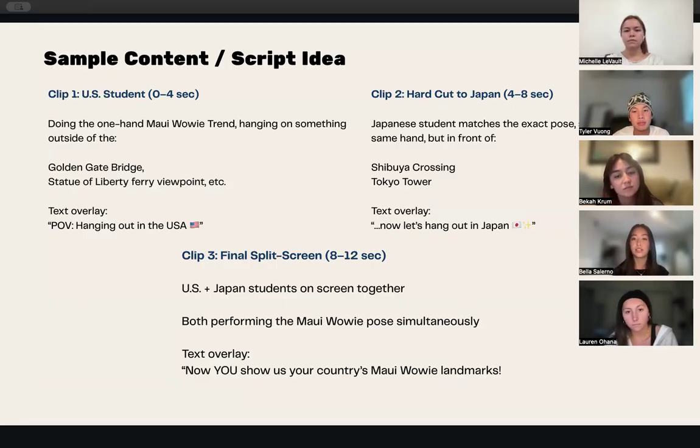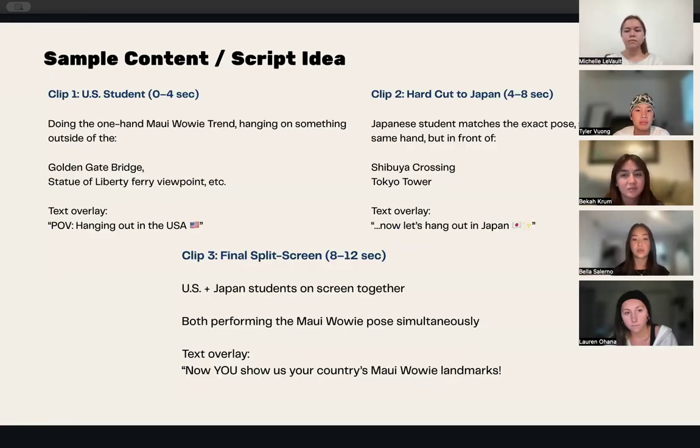Then there'll be a hard cut to a Japanese student matching the same exact pose and timing, same hand, but in front of a different landmark like the Shibuya Crossing or Tokyo Tower. On this clip, then it could be the text overlay saying, "Now let's hang out in Japan."